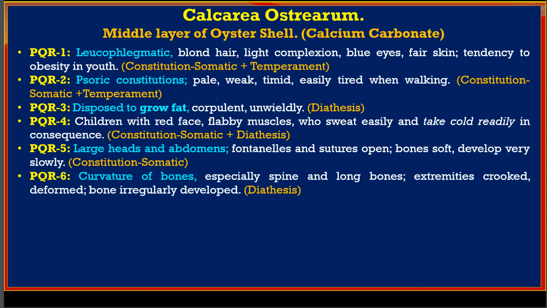And then we go to PQR 6, curvature of bones, especially spine and long bones, extremities crooked, deformed, bones irregularly developed. Now this child, after infancy, grows into 3, 4, 5, 6 years of age, and because he doesn't have strong bones, the long bones are weak and the muscles are flabby, they cannot give strength to the body or joints. So the skeletal system and muscular system, both are deficient in terms of strength.